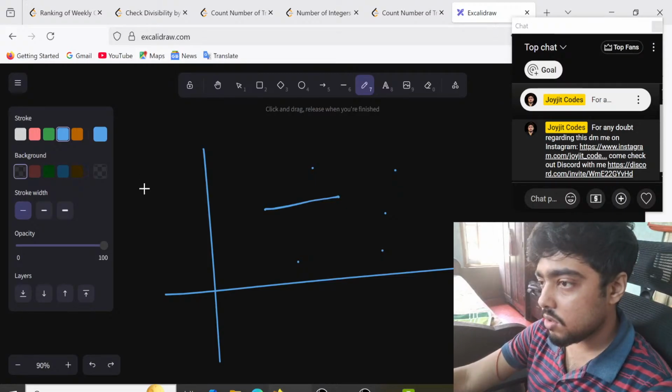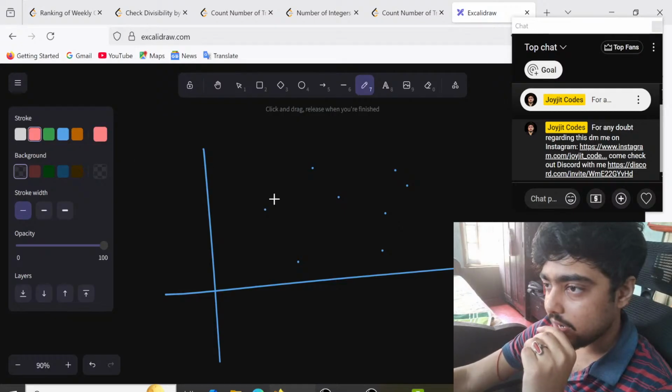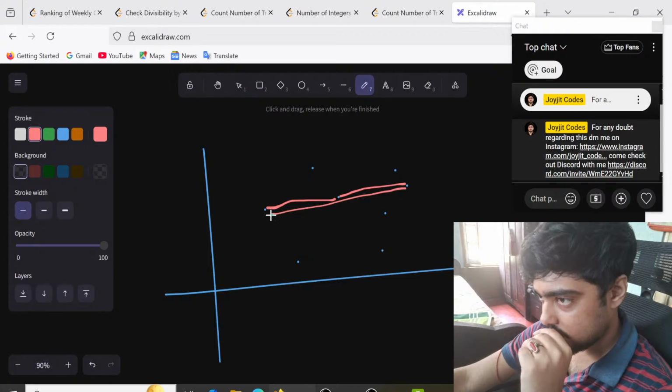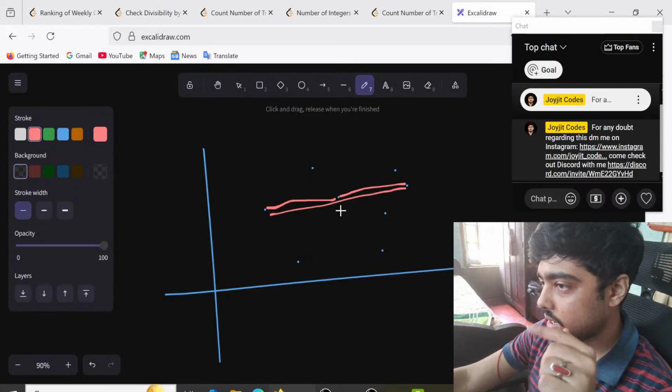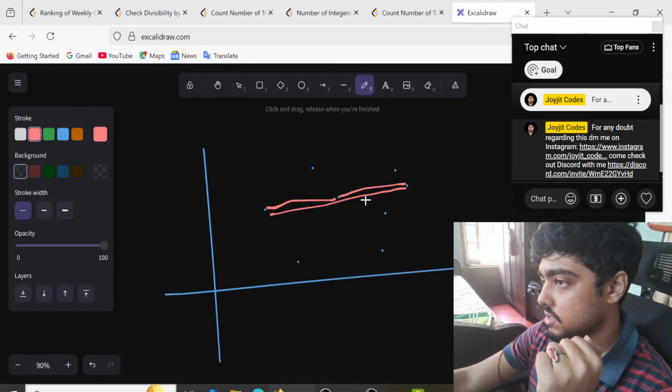Okay, I won't use the same color. I will use red, I guess. There's a line over here. There can be a line over here also, and there can be a line like this also, right? I am drawing it differently, okay, but when I am talking about a line, it is the line that is joining these points.